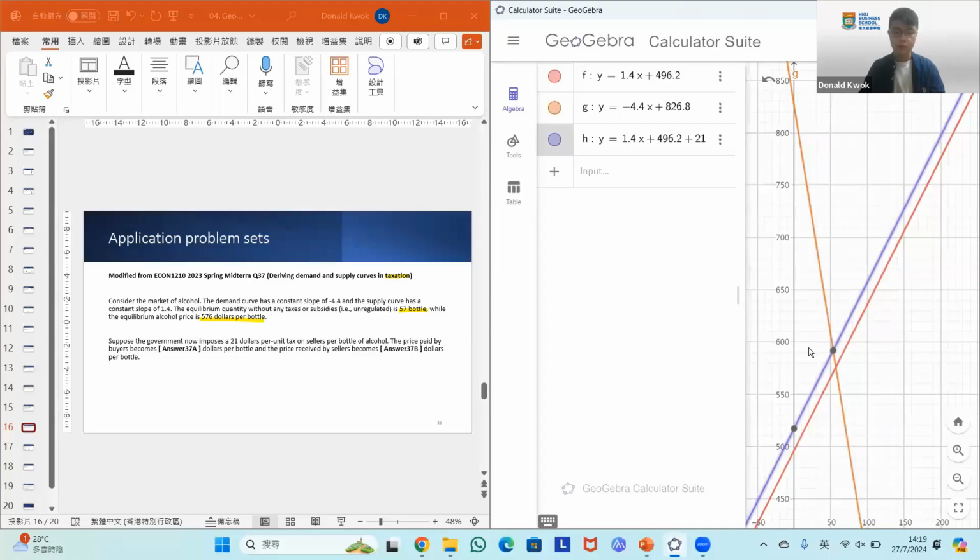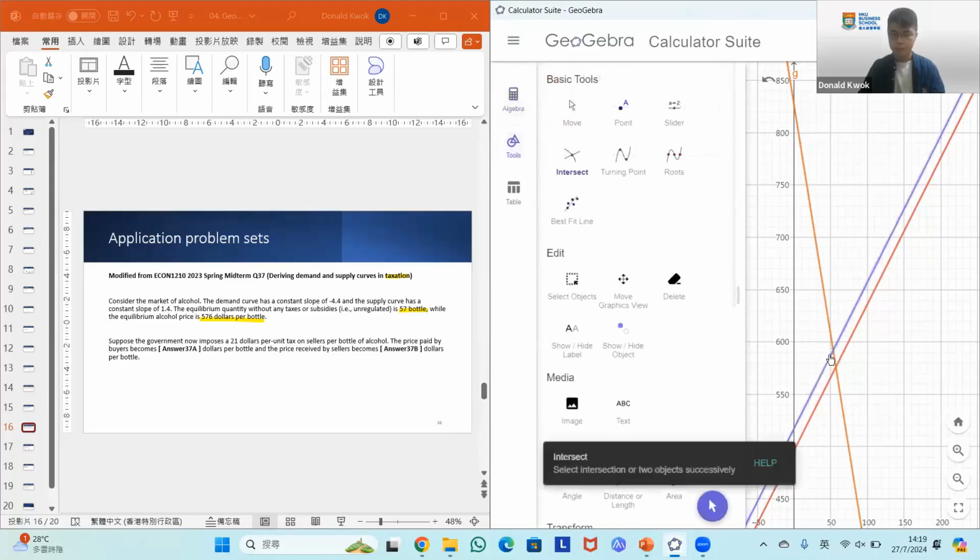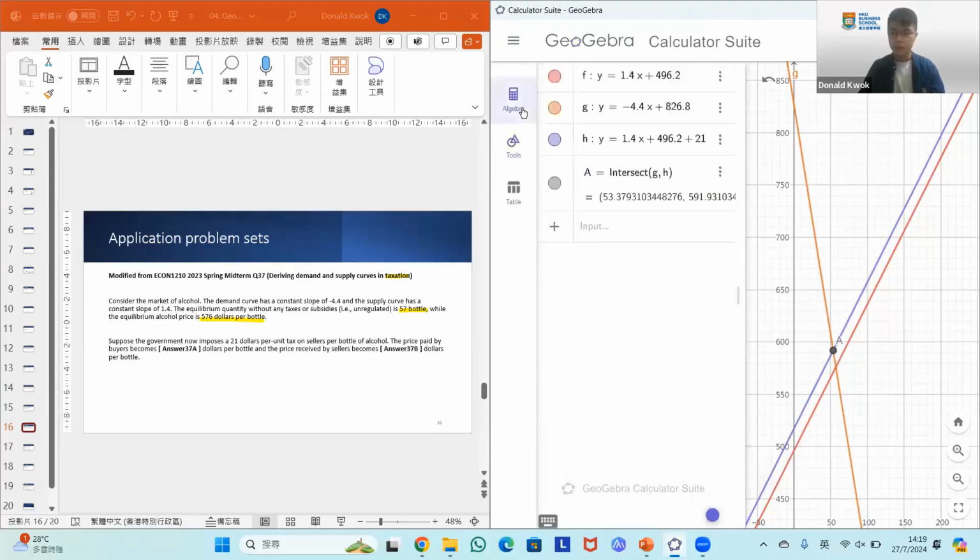So how can we find the price paid by buyers and the price received by sellers? The intersection between the demand curve and the new supply gives the price paid by buyers. As you can see, originally the equilibrium price is $576. After the decrease in supply due to taxation, the new equilibrium price increased to $591.93. It makes sense that the price paid by buyers would increase after the imposition of a per unit tax.